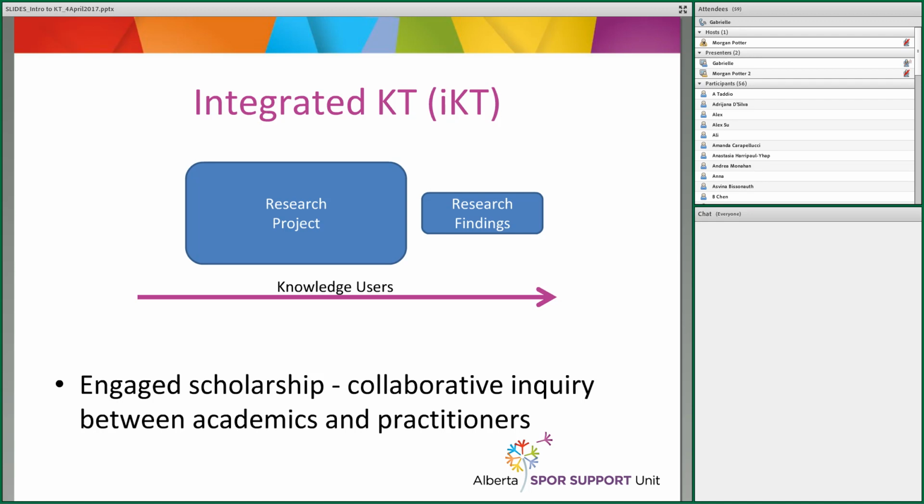Another term that has been used is engaged scholarship, and this is defined as a form of collaborative inquiry between academics and practitioners that leverages their different perspectives to generate useful knowledge. And it's based on the belief that higher quality, more relevant research results from true collaboration and from integrating the diverse perspectives of multiple stakeholders.